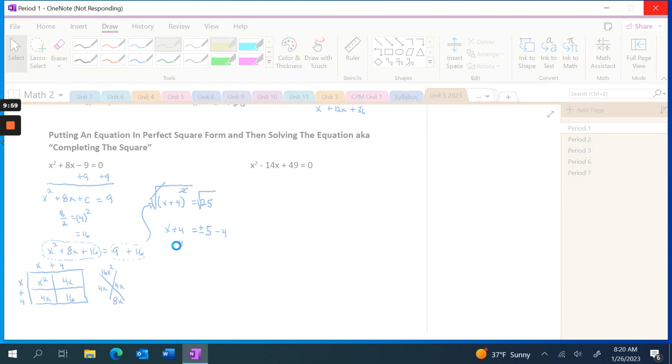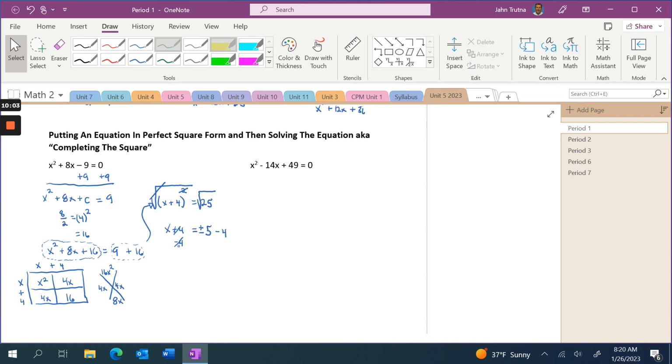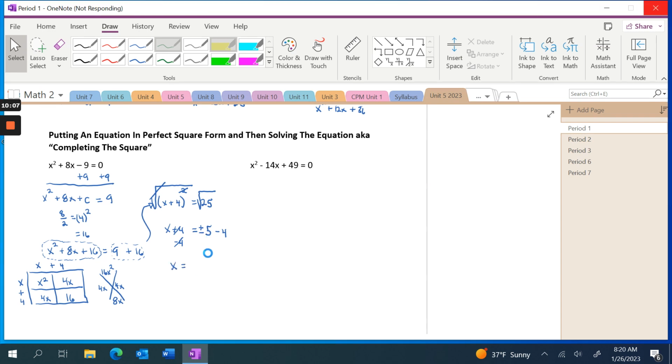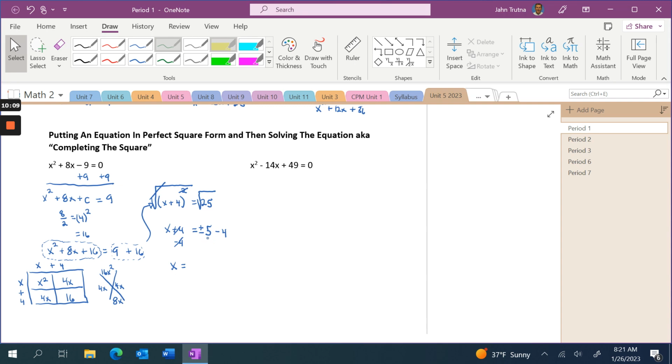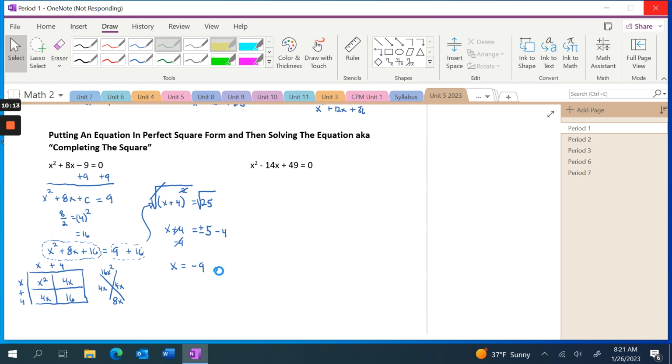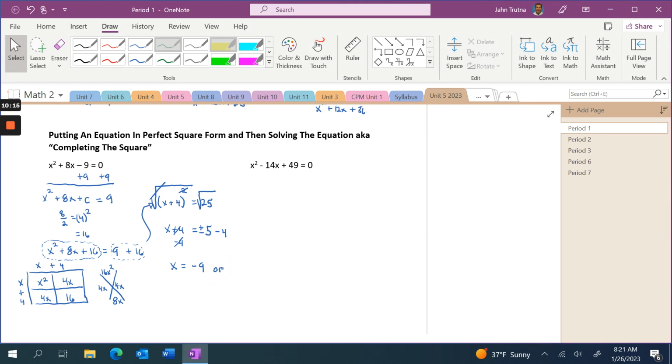Continuing to solve this problem, I'm going to subtract 4 from both sides of the equation. That would cancel out the 4's on the left side of the equation, leaving me with x is equal to, and then I work this problem out, okay? So I'm going to get two answers. One of my answers is -9, and my other answer is going to be +1, all right?